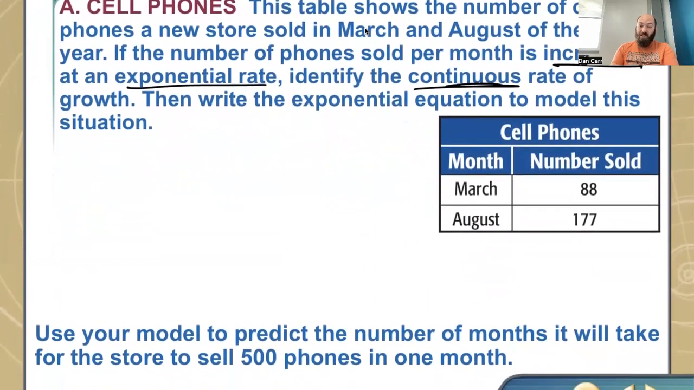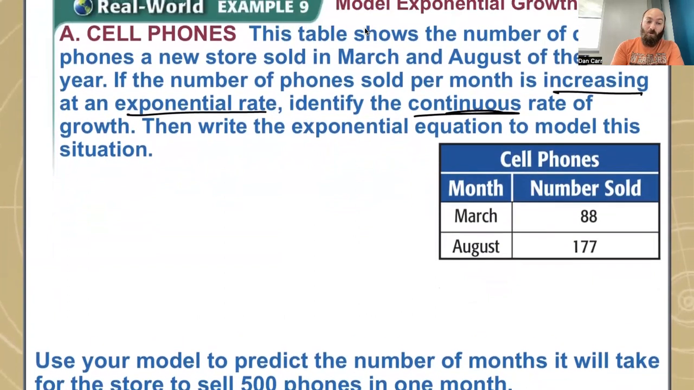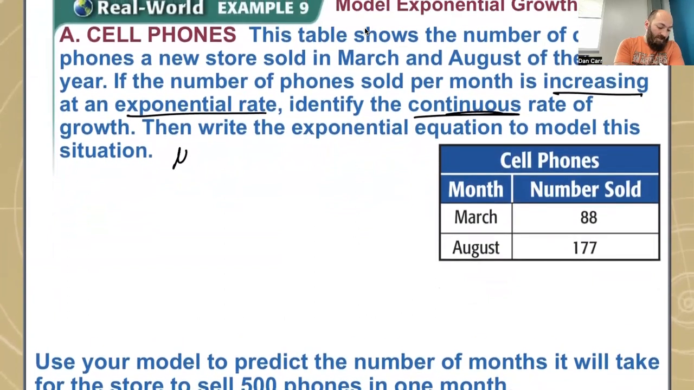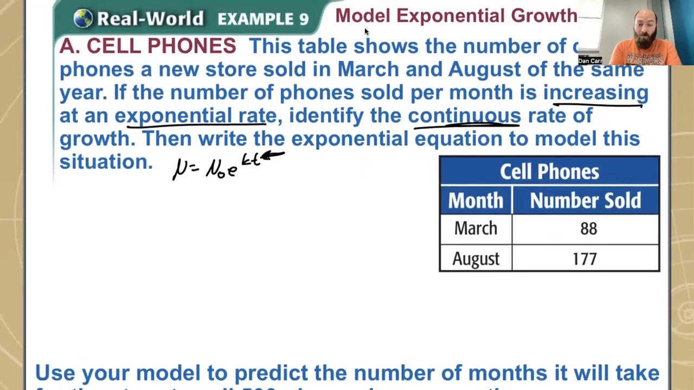So in this scenario, we're going to do a continuous rate of growth. That is the one where N is equal to N sub 0 e to the kt. What's going to help is that we have some kind of time frame. We have to make sure that when we look at our time, we're consistent with our values. Sometimes time can be years, sometimes it can be months. In this case, it's going to be months.